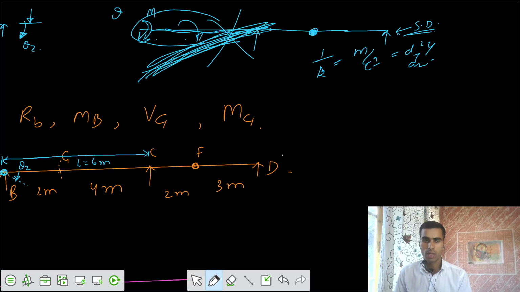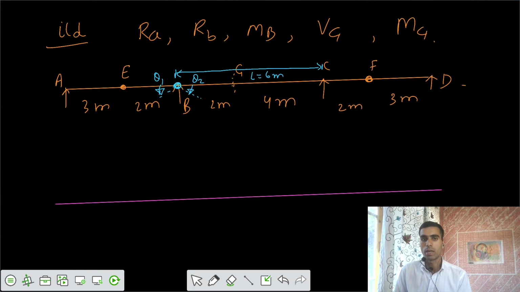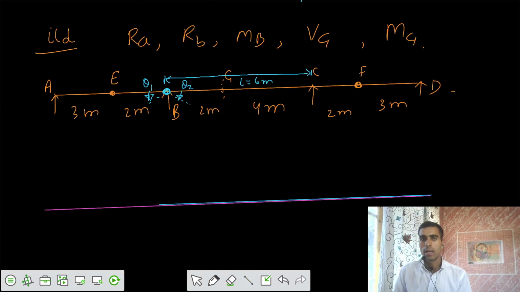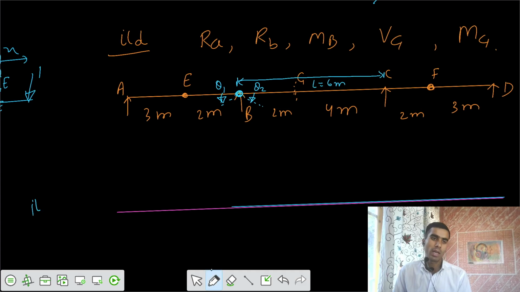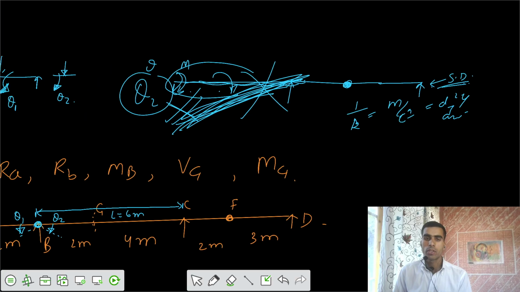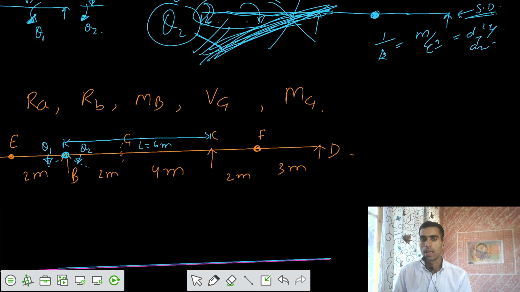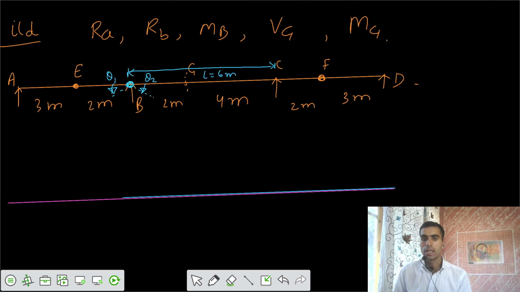So if curvature is developed in this part because of some theta 2, I would say, let's make the ILD a 0 line after that point B. Okay, this is your ILD for moment at B. Because of theta 2, curvature got developed in the beam, which is a statically determinate beam. That is not possible for a statically determinate beam. So you make a 0 line for that part of the beam. So ILD is 0 for that part.